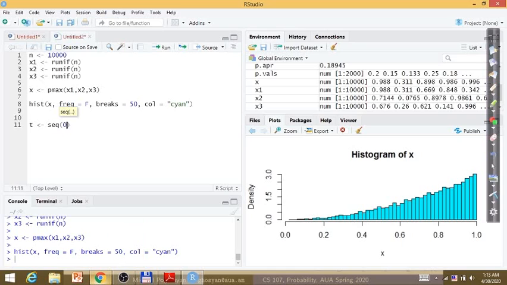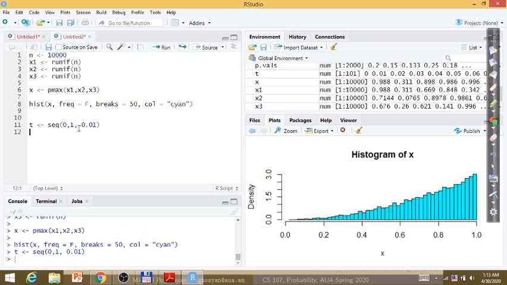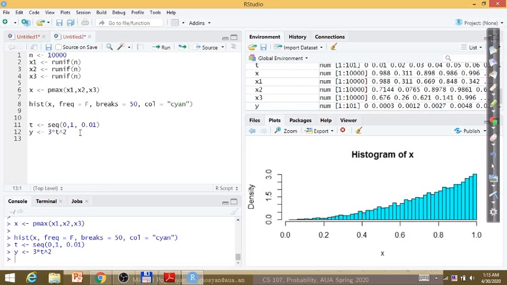From 0 to 1, and by step 0.01, and say y is 3 times t squared. So this will calculate that PDF value at that point. Now I want to add to this plot.